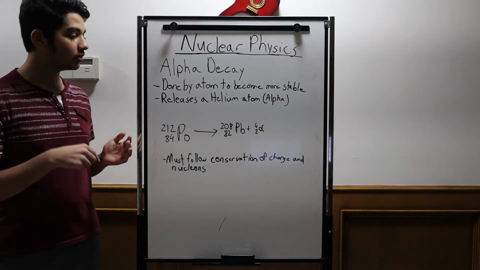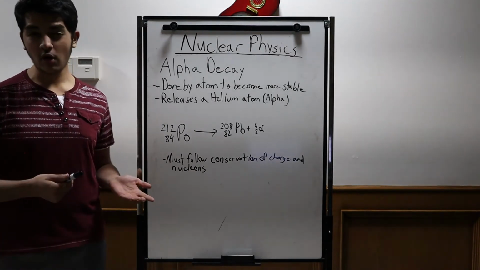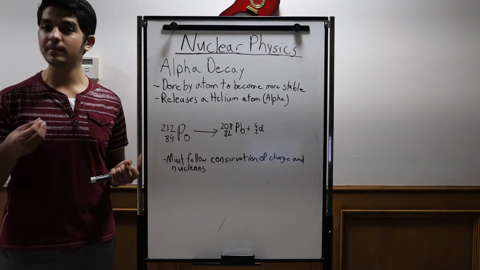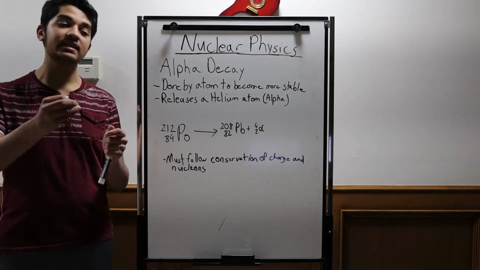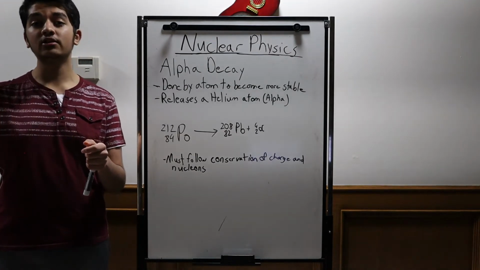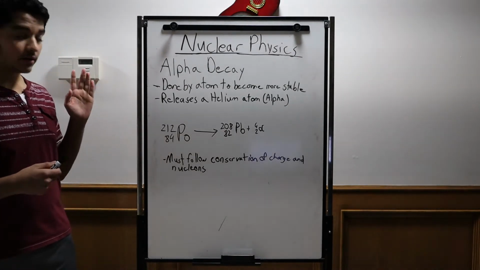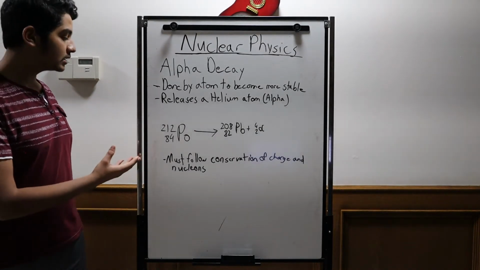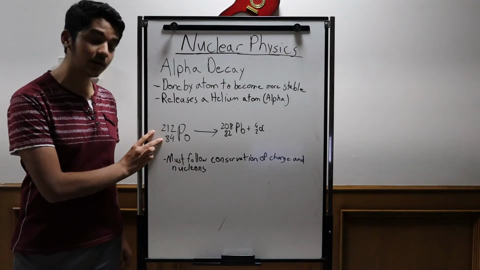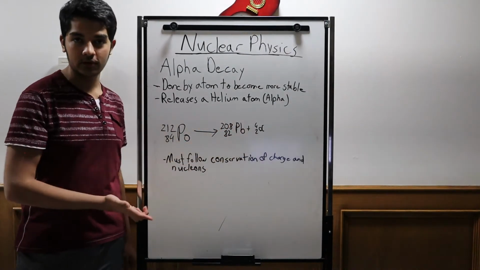Now, an alpha particle itself is the same thing as a helium atom, except we don't call it that because it's not naturally formed by fusion or fission. And so we call it an alpha particle because it came from the core of another atom that had more protons and neutrons. So if we were to write the equation for this decay, then we would see that, let's say, an atom like polonium-212 decays into lead-208 and an alpha particle.